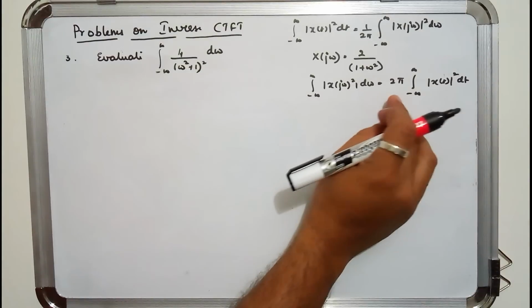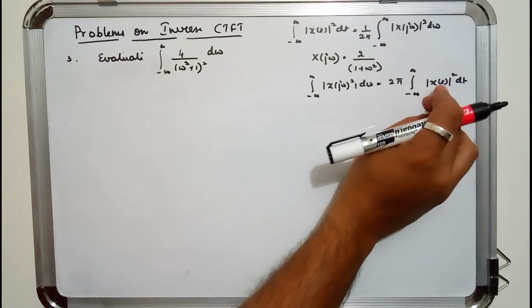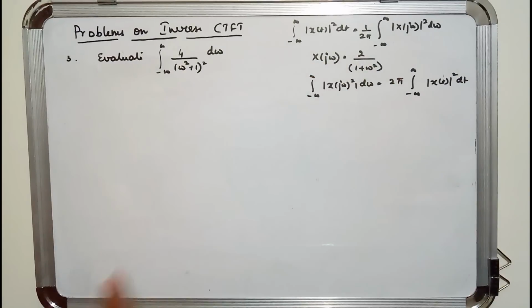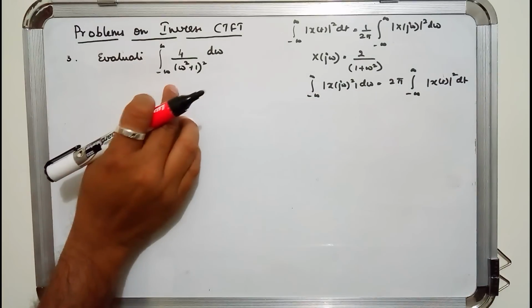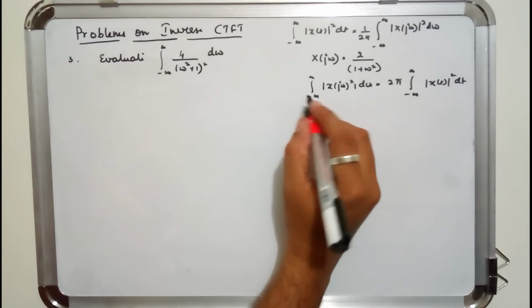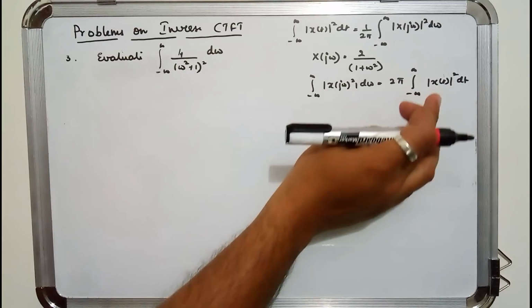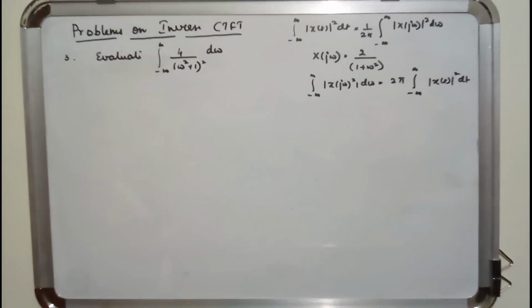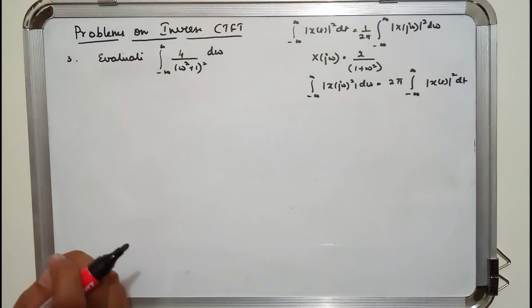Now what I need here is, what is x(t)? x(t) means what? X(jω)'s inverse Fourier transform, x(t). And the left hand side is the same, because X(jω) is 2 by 1 plus ω². So the left hand side would be the integral of |X(jω)|², it is 4 by (1 plus ω²) whole square. Now what is x(t) whose Fourier transform is 2 by 1 plus ω²?